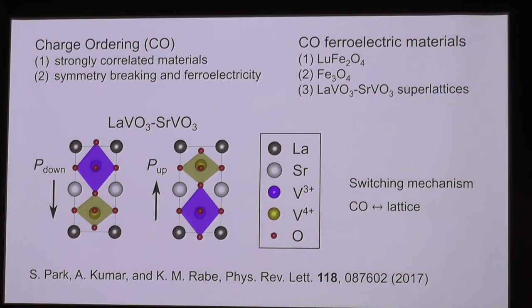Besides, there is another charge ordering induced ferroelectricity in superlattices. This is a structure which was proposed in a previous paper from our group. Lanthanum vanadate and strontium vanadate is also ferroelectric. It has a perovskite structure with lanthanum and strontium ions occupying the A sites and the vanadium ions, which can disproportionate into vanadium 3+ and vanadium 4+, occupying the B site.